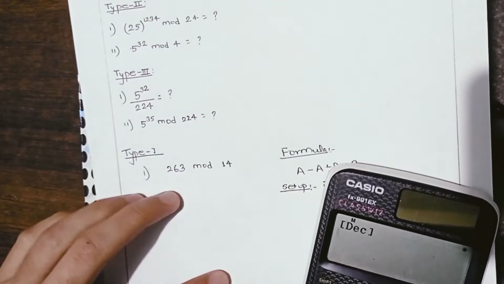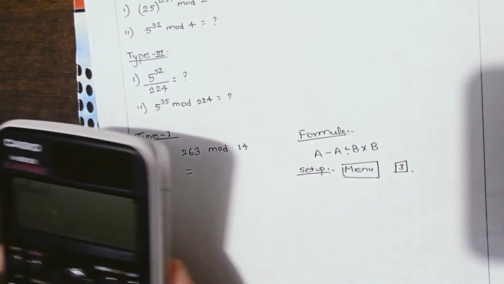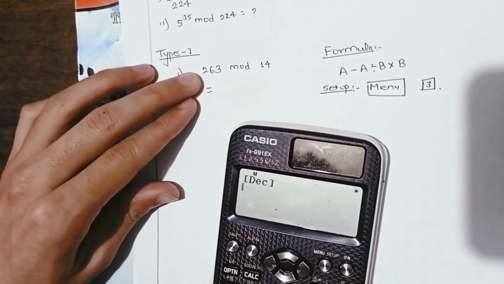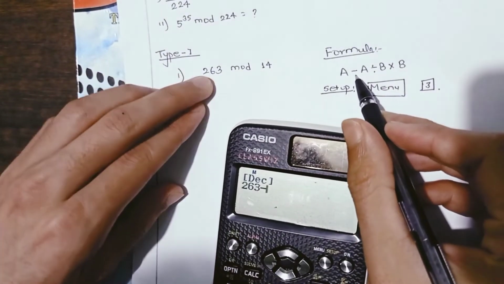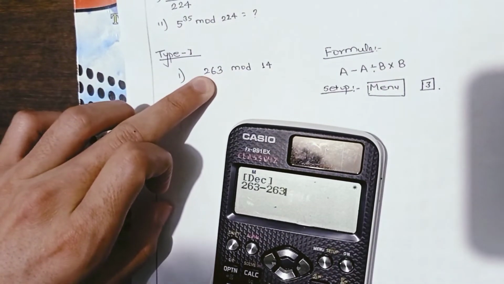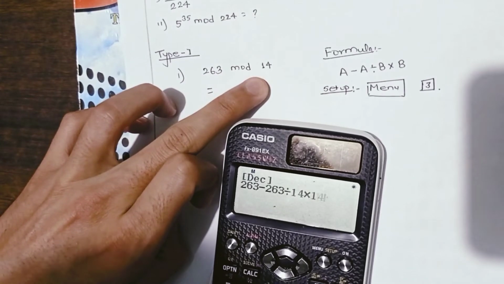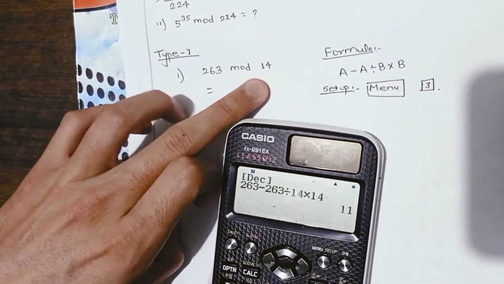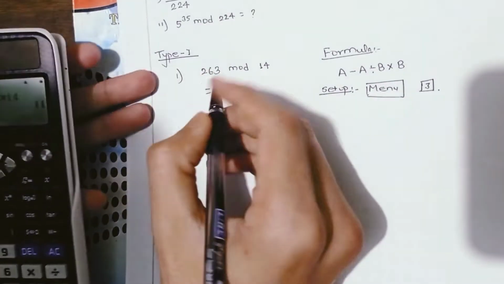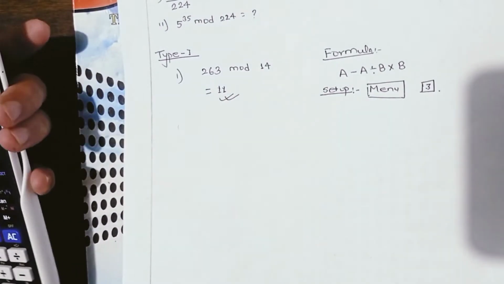Now let us calculate the mod. The mod can be calculated as 263 minus 263 divided by 14 into 14. I hope you are seeing this. 11 will be the required answer. 11 is the remainder.